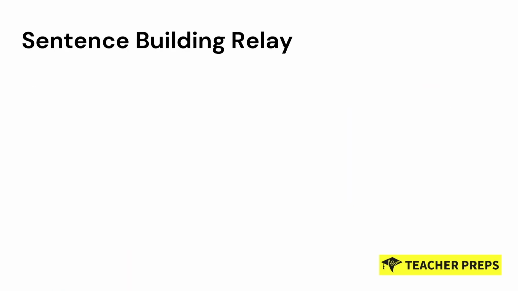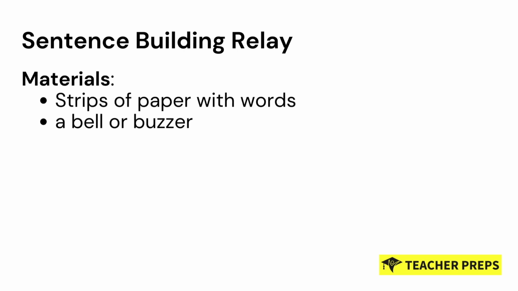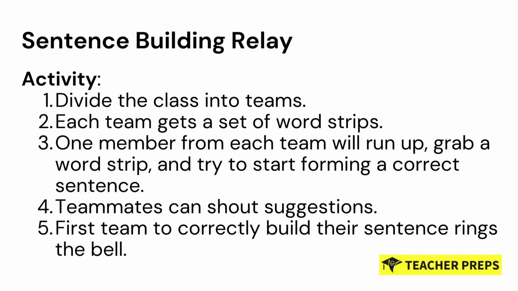Next example we have is sentence building relay, really good for kinesthetic and auditory learners. The materials we'll use are strips of paper with words and a bell or a buzzer. The activity here is to divide the class into small teams. Each team gets a set of word strips, and one member from each team will run up, grab a word strip, and try to start forming a correct sentence. Teammates can shout out suggestions, and the first team to correctly build their sentence rings the bell.